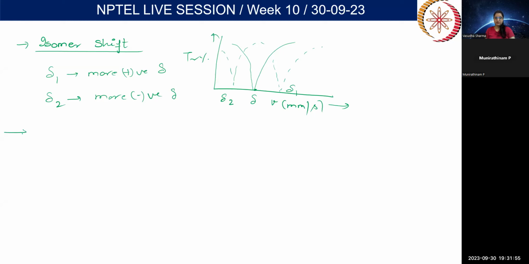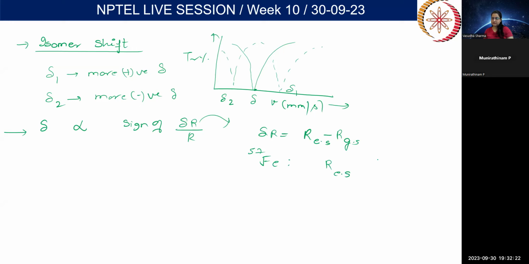That depends upon two factors. Firstly, this delta depends upon the sign of delta R by R, where delta R is nothing but the difference of the radius of the nucleus in the excited state and the radius of the nucleus in the ground state. In the case of iron-57 nuclei, we know that the radius of the excited state nucleus is less than the radius of the ground state nucleus. Therefore, delta R is a negative value. So this sign is negative.